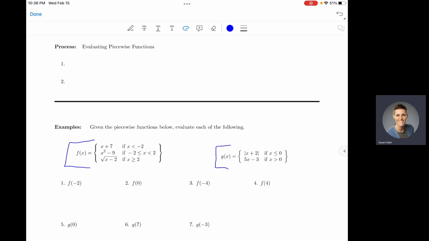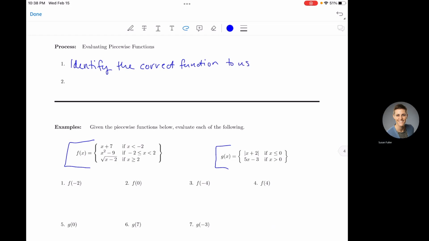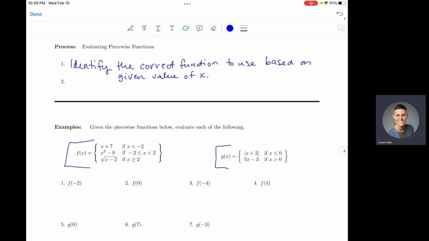In order to evaluate a piecewise function, because they include multiple functions, the very first thing that we have to do is identify the correct function to use based on the given value of x. We'll go over exactly how to do that in just a minute, but the x value that you're given is going to be your indicator of which function to use.